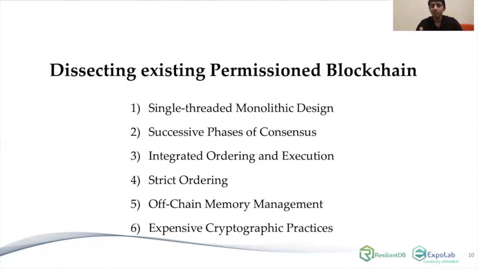Moreover, all the data has to be stored in memory, so there's a trade-off of using either on-chip or off-chain memory. A lot of these permissioned blockchain applications employ expensive cryptographic practices like digital signatures and threshold signatures, while there are cheaper, effective strategies like MAC.